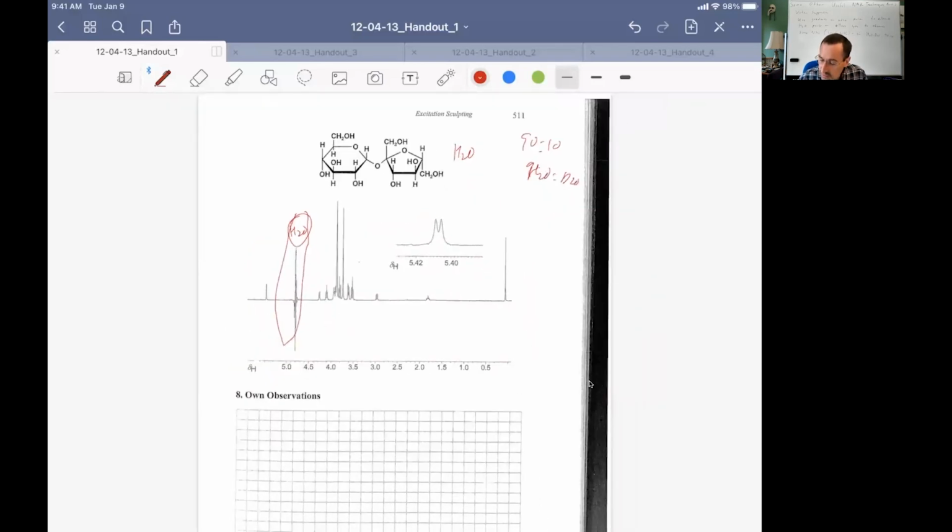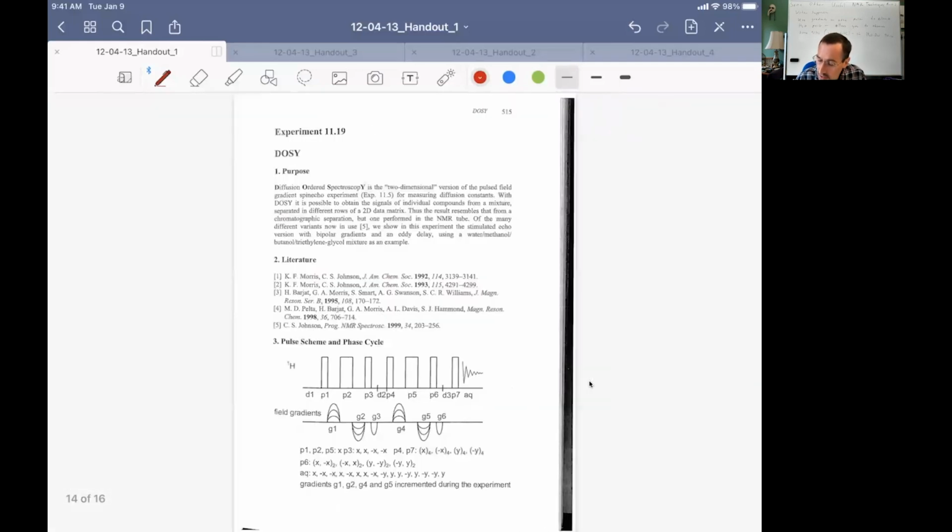Now, this particular example isn't super useful because they're not seeing the OH groups, but you could go ahead and apply the same methodology to a peptide or protein.